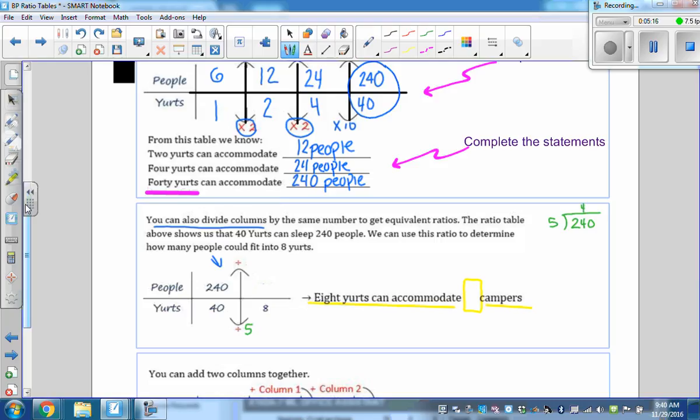But we know 5 times 4 is 20. And when we subtract, I get 48. 5 times 48 is 240. So 240 divided by 5 is 48. So 8 yurts can accommodate 48 campers. So you could have a short ratio table. In other words, it could just be a place where you show your work. You're just showing your work.